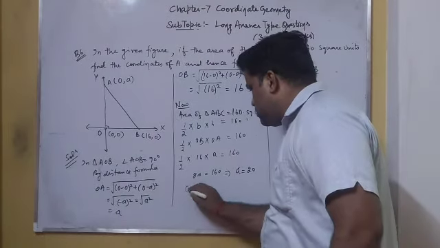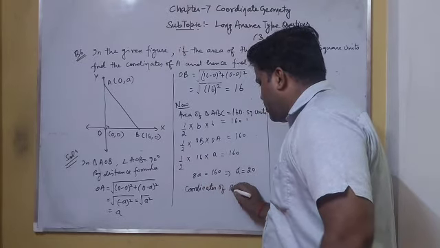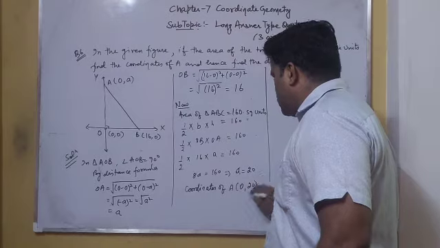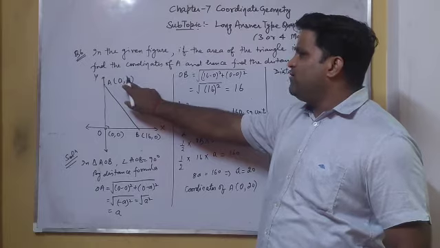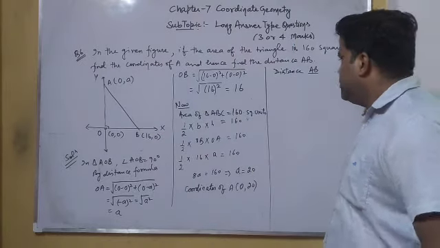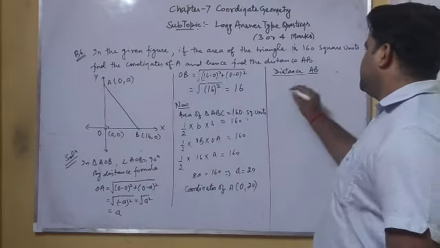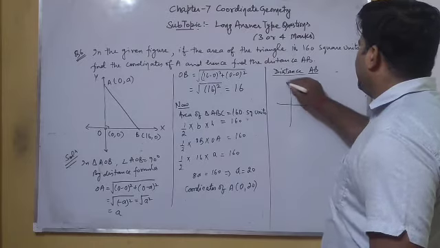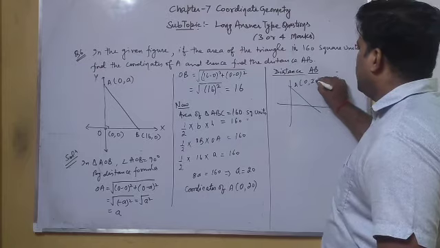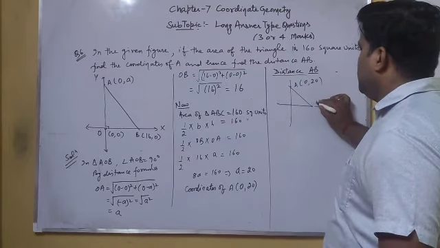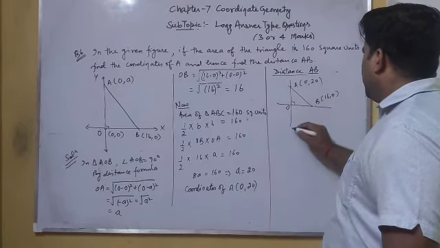So here the coordinates of A are (0, 20), because to find the coordinates of point A, we had to find the value of A, and we have found it. Now let us find the distance AB. Again I am drawing a diagram, and we have found A, which is (0, 20), and this is the point B, which is (16, 0). This is O.